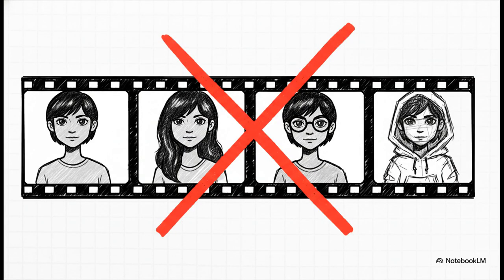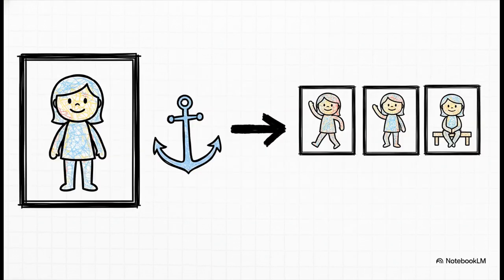Okay, but here's where almost everyone gets stuck. You start generating your images and boom, you hit this massive wall. It's the single biggest problem in AI video right now, inconsistency. Your main character looks like a completely different person in every single scene, and it just instantly shatters the illusion. It makes the whole thing feel cheap. But the solution? Well, it's actually beautifully simple. A reference image. That's it.